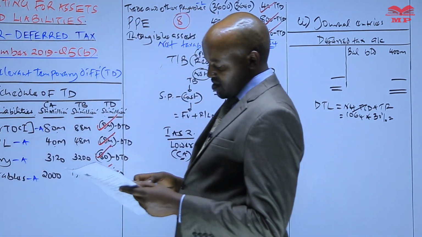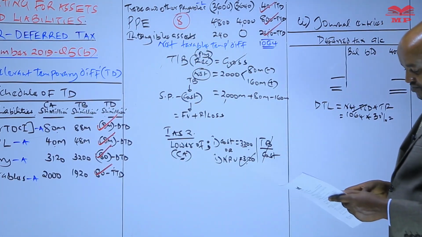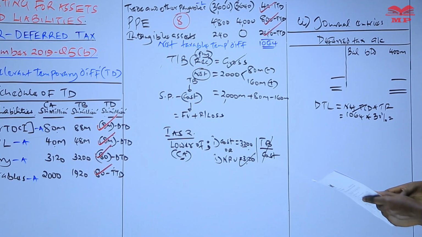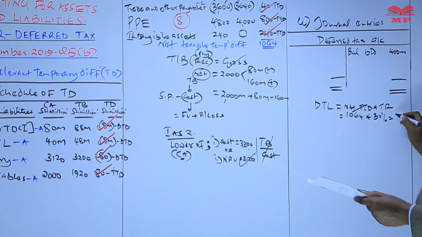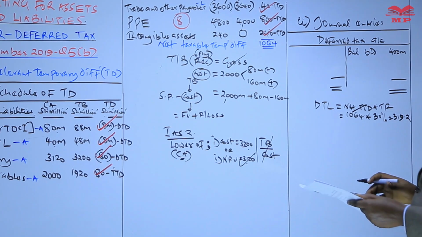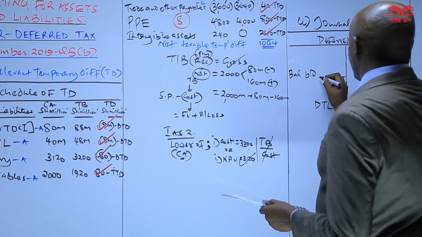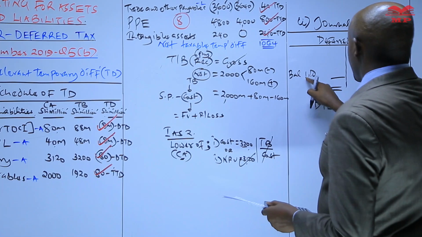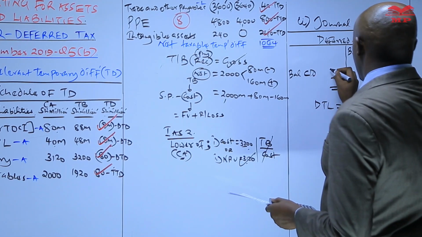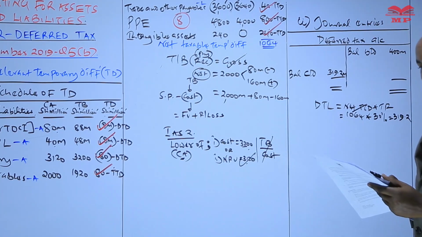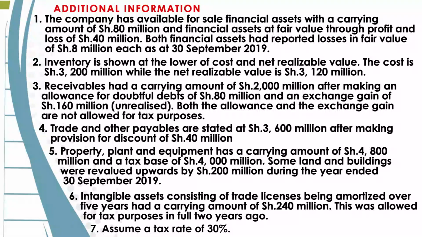We get the amount of deferred tax liability at the end of the year, which will be 319.2. So that is the deferred tax liability at the end of the year, and that is recorded in this account on the debit side down here. So this is carried down. Carried down at the end is 319.2 million.